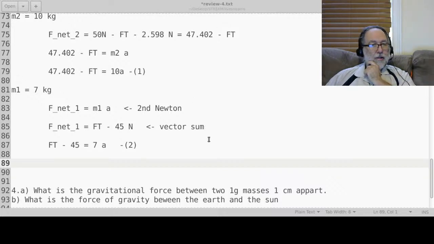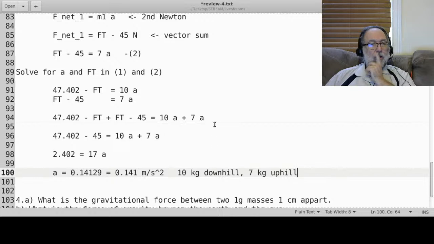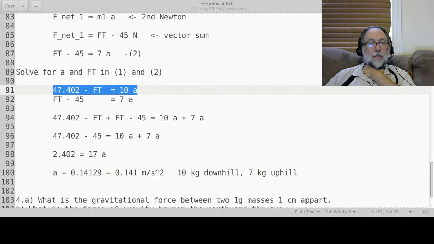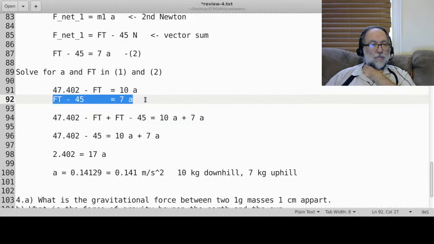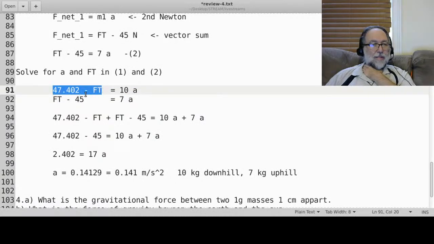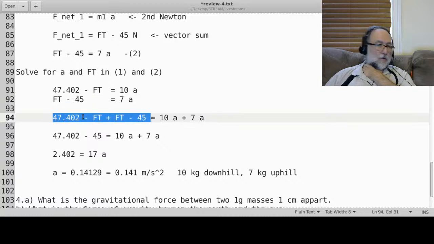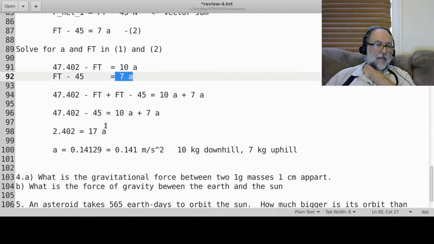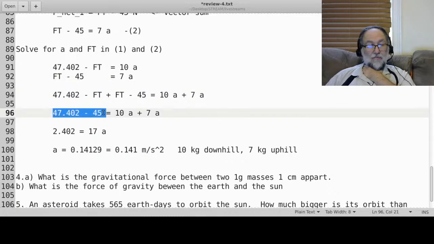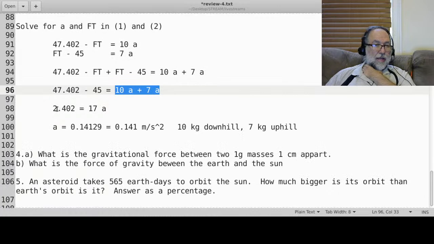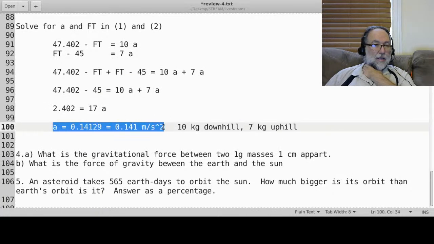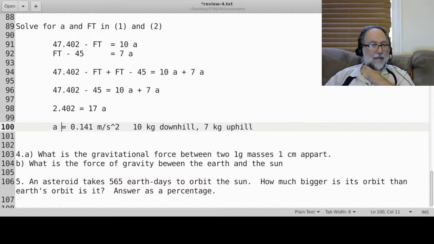And here's the solution right here. All right. So here's equation number 1. And here's equation number 2. And we add left-hand side here to that one, and we get this. And you'll notice again you get negative FT plus FT, so they'll cancel. And then 10 plus 7 is 17. And so you get 47.402 minus 45 on the left-hand side, 10 plus 7. And it reduces to this, and you get that, okay? So actually you get a bunch of decimals, and I just rounded it off, okay, like that.